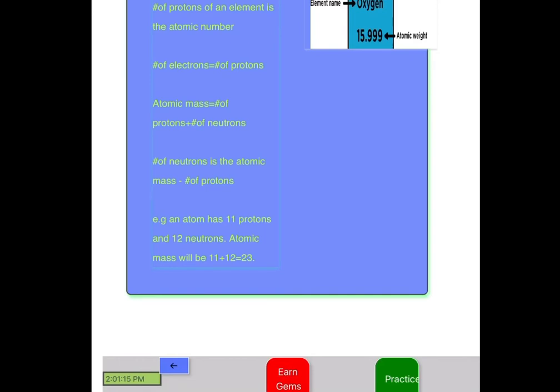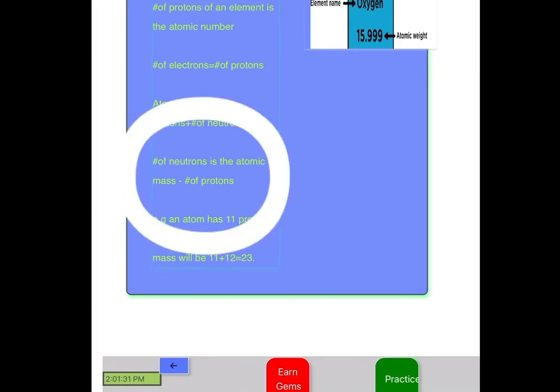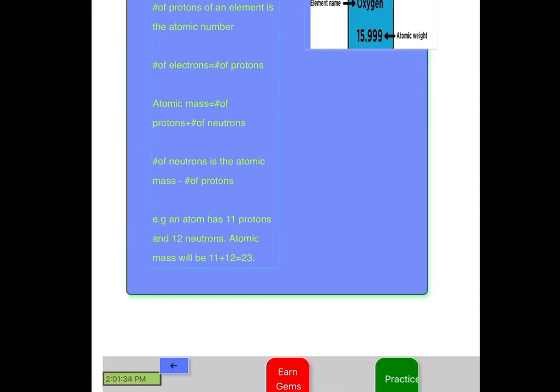The next rule is that the atomic mass is equal to the number of protons plus the number of neutrons. So the number of neutrons we don't know right now because it doesn't say on the periodic table. What we would do is we would take the atomic mass and we would minus the number of protons to make it equal to the number of neutrons. So that's the next rule right here. The number of neutrons is the atomic mass minus the number of protons. So oxygen has an atomic mass of 16, and it has 8 protons. So we would do 16 minus 8 is equal to 8 neutrons. So oxygen has 8 neutrons.